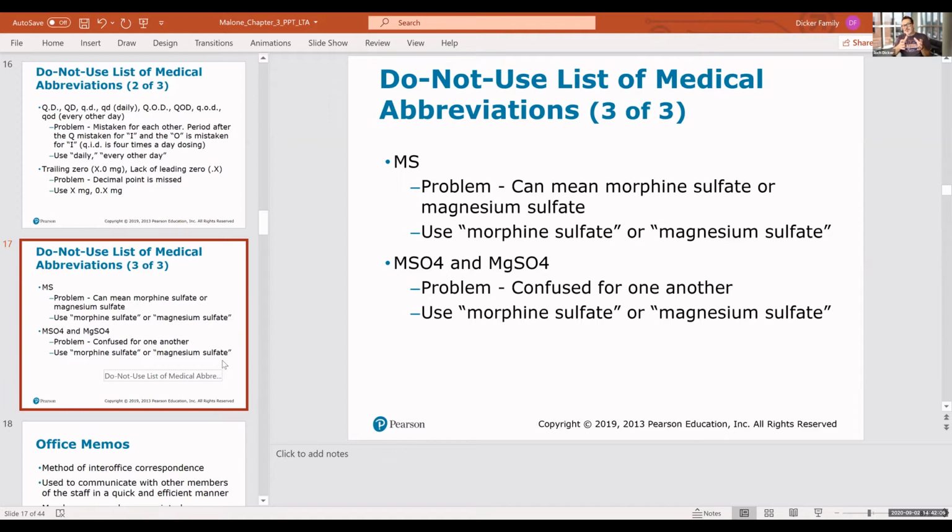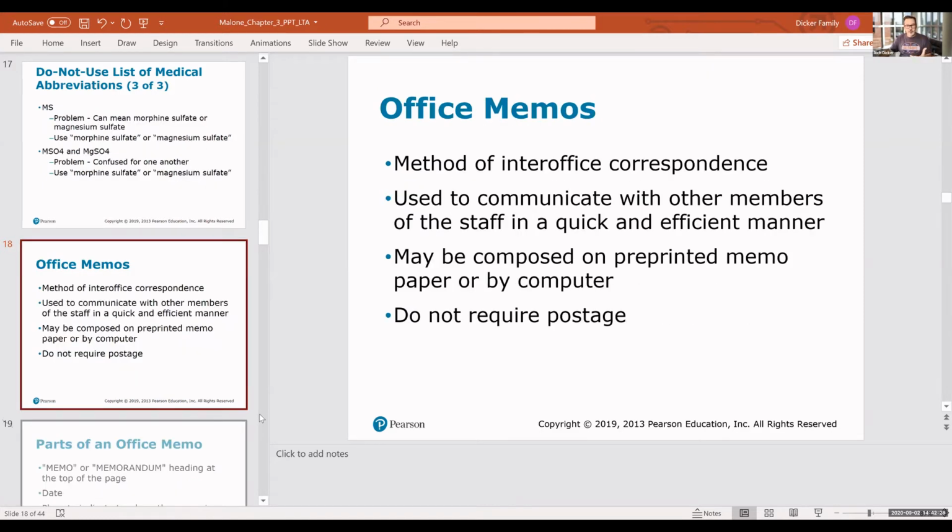But I typically say whatever that practice is using as their standard abbreviation, that's what you need to use whenever you're charting. So if you worked at a practice that used CC for chief complaint, but now you're working someplace that uses C/O for complains of, use whatever is appropriate for that practice. Because that becomes the standard and the norm, and everybody knows what that is in that particular office.